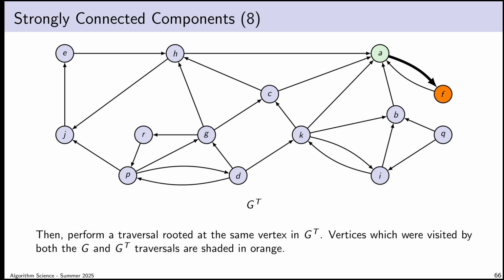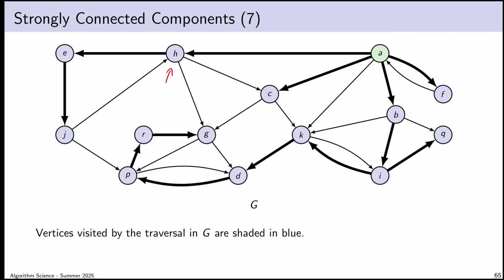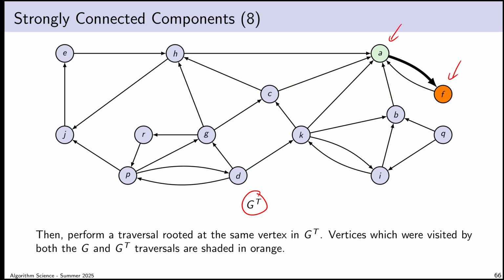Now what I do is I go into my transpose graph and I do a traversal starting at vertex A there. Notice that the only vertex that gets hit by that is vertex F. So vertex F was also visited by my traversal in the original graph, and therefore I'll color it orange. It was visited by both traversals. And so vertices that are visited by both traversals with a given starting point are shaded in orange. And the starting point itself is considered to have been visited by both traversals, of course, as well.